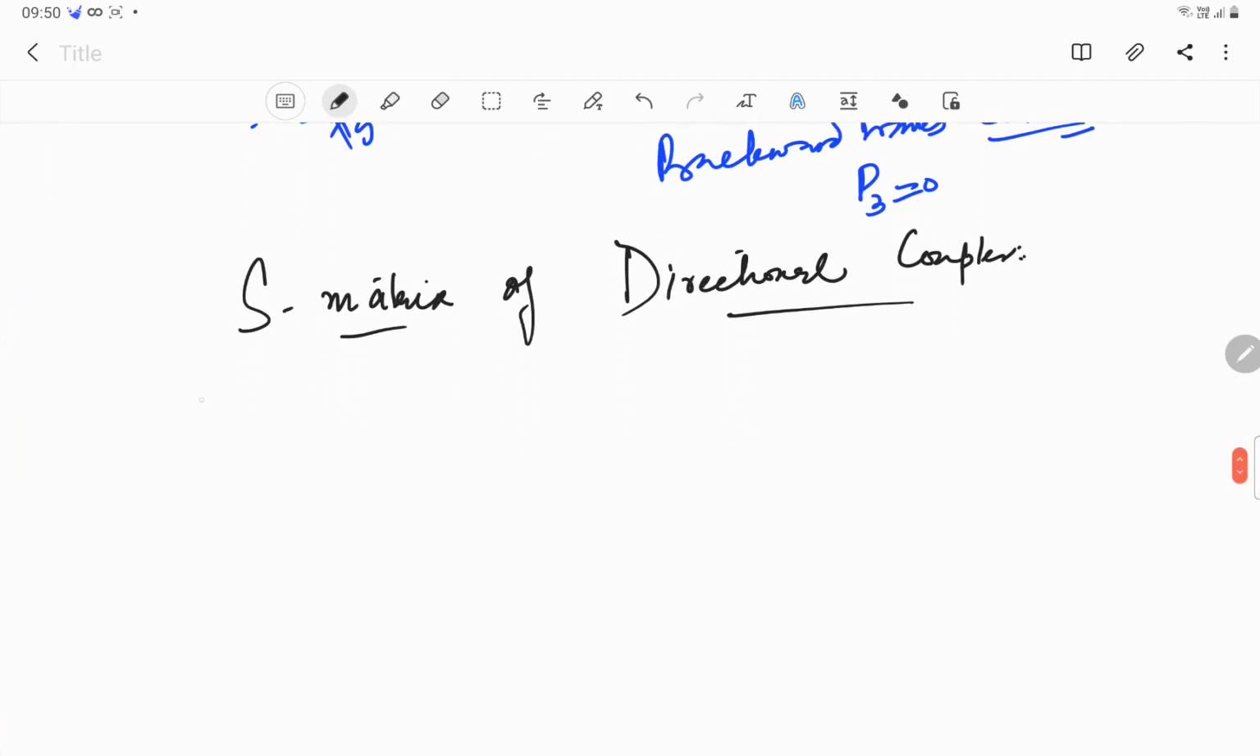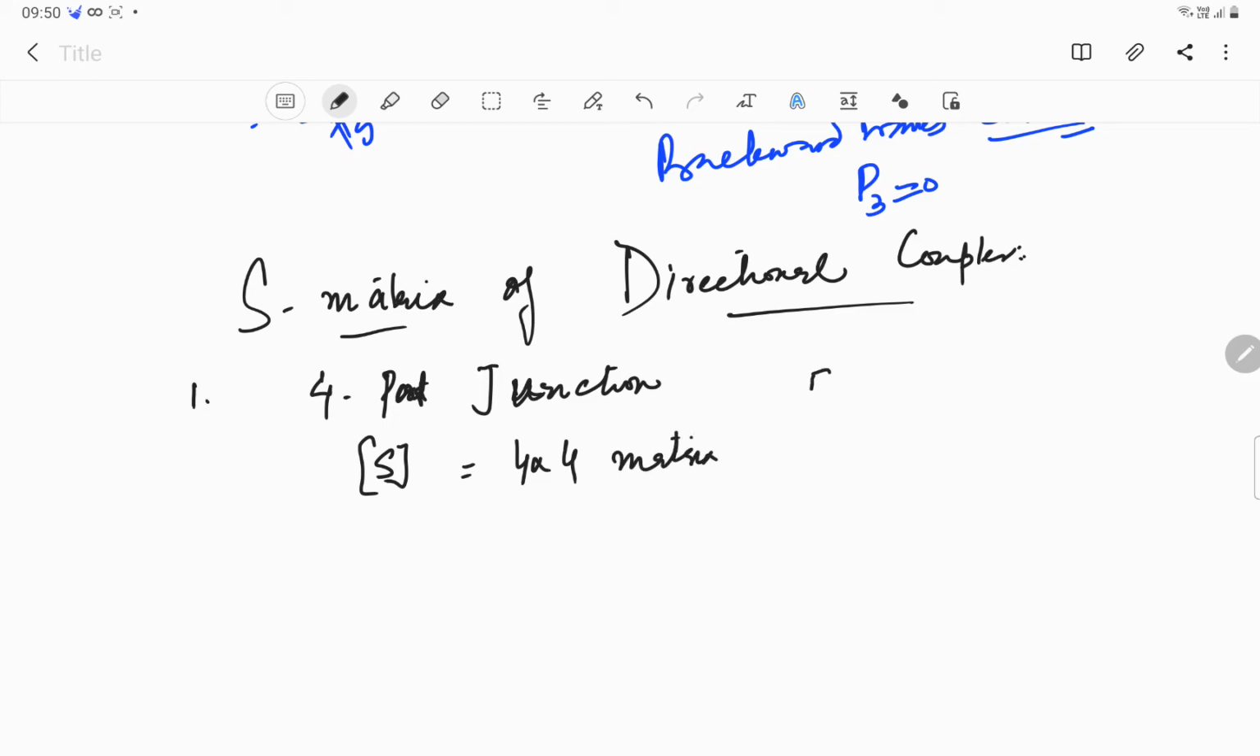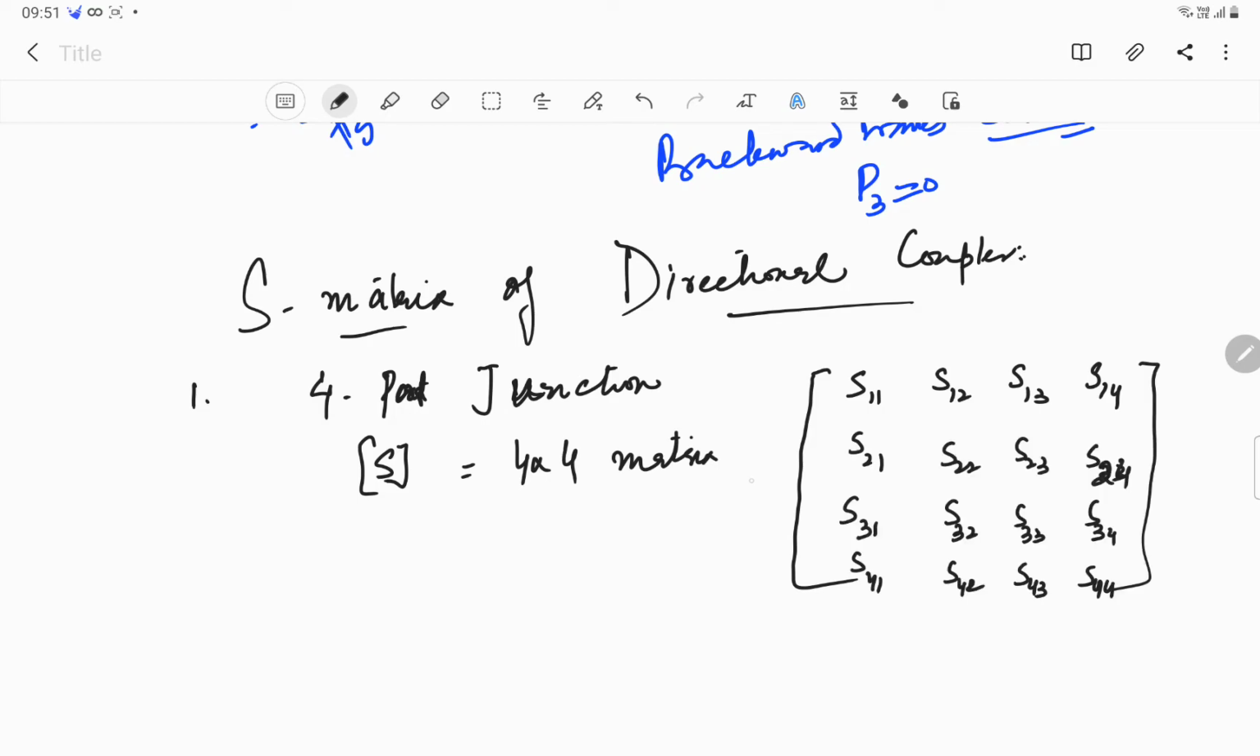Now, since it is a 4-port junction, a directional coupler, as already discussed, its S matrix would be a 4 cross 4 matrix. So the S matrix should be something like S11, S12, S13, S14. So this is its S matrix.